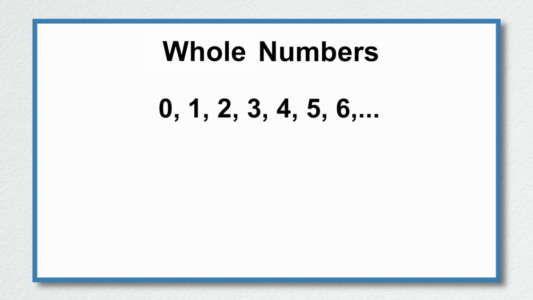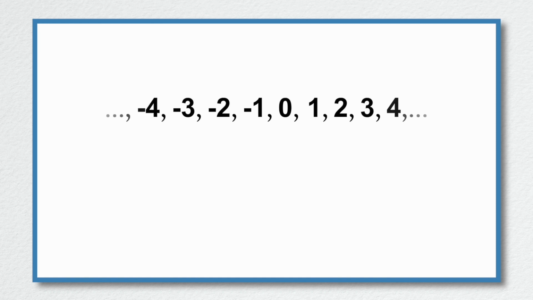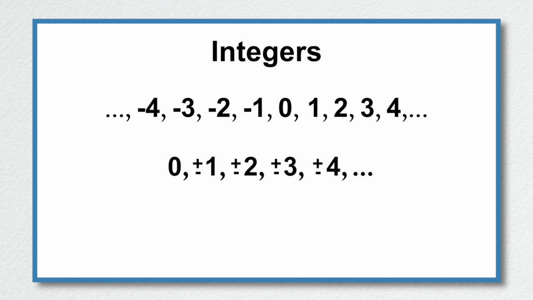But what about negative numbers? If we include the numbers -1, -2, -3, etc., we have now created a set called integers. We can also write them like this: ±1, ±2, ±3, and so on. Notice that there is no fractional part to this set of numbers. That is, there are no fractions or decimals included in this set.